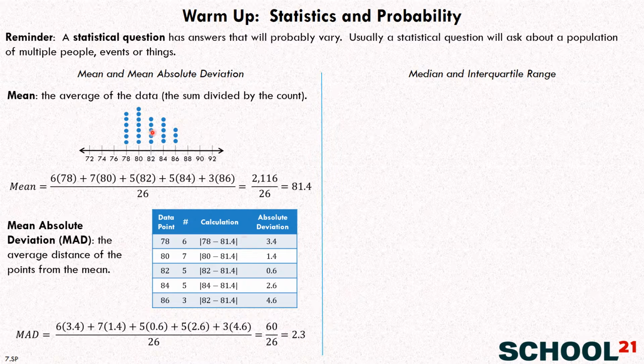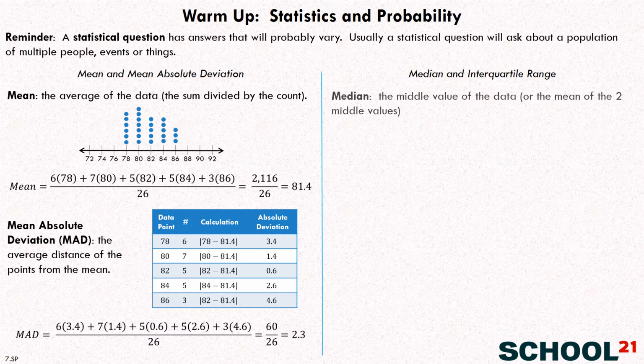So that means on average, the points are 2.3 away from the mean, which is 81.4 right here. And you can see that seems about right. About 2.3 away is the average distance. Okay, so that's mean and mean absolute deviation. Another measure of center and variability are median and interquartile range. So let's remind ourselves what those are.